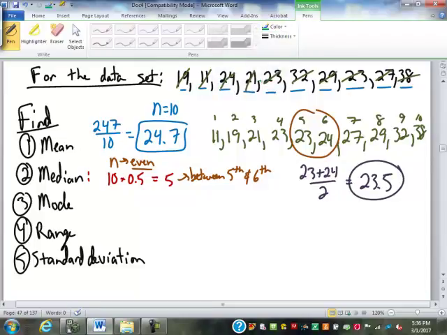How do we find the mode? Number that appears most often, the most common number. And once we put them in order for the median, it's a lot easier to find the mode. We see that the only one that appears twice is 23.